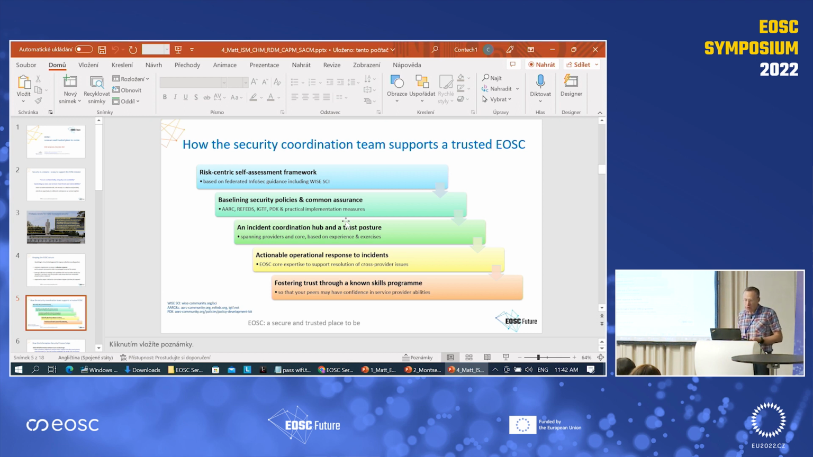And finally, to foster trust through a skills program. So there's a lot of knowledge out there. It's a question of bringing that knowledge together and making sure that we are spreading it.